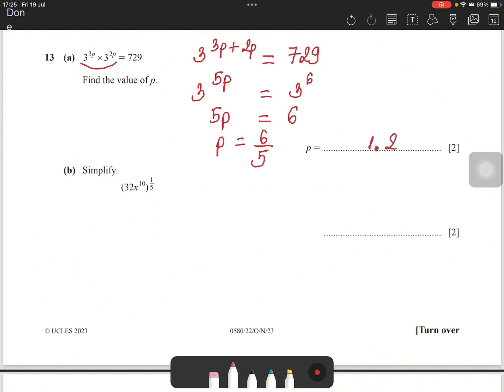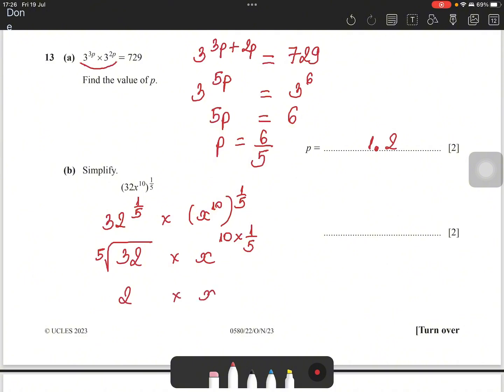B. Simplify this expression. First, we need to split it into two parts. 32 to the power of 1/5 multiplied by x to the power of 10, all to the power of 1/5. 32 to the power of 1/5 is equal to the fifth root of 32. For x to the power of 10 to the power of 1/5, we need to multiply the two powers together. The fifth root of 32 is 2 and 10 times 1/5 is 2. So the answer is 2x squared.